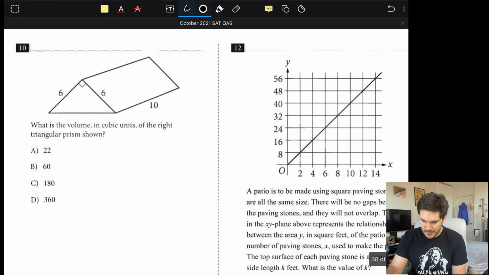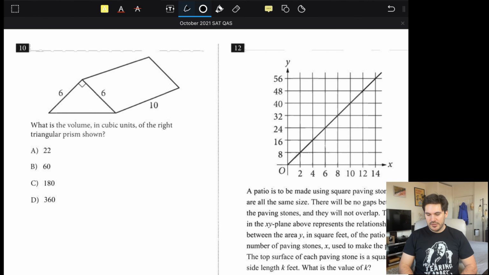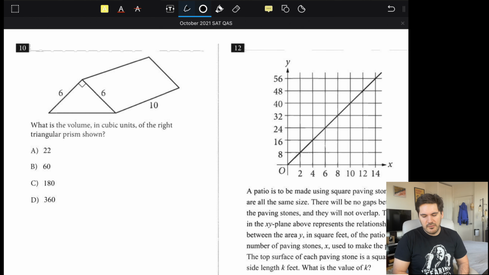Number 10. What is the volume in cubic units of the right triangular prism shown? So super simple. You know how with a rectangular prism, you just do length times width times height. This is the same thing, but it's triangular, so you also divide it by 2. There's a specific rule about a vertex and figuring out what the base and height of a triangle are, but there's also a much easier way.